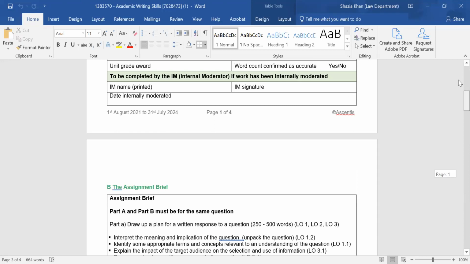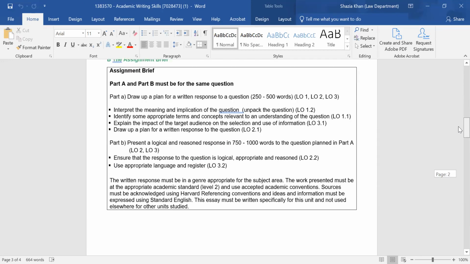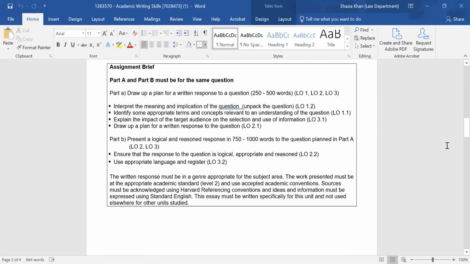Okay, so this is the assignment area here. You need to be looking at part A and part B. So you need to draw up a written response, and then you need to present a logical response in 750 words. Okay, there is additional information on Moodle for you to look at in regards to this and how you would approach this if you have any issues. But this is the main thing around it.